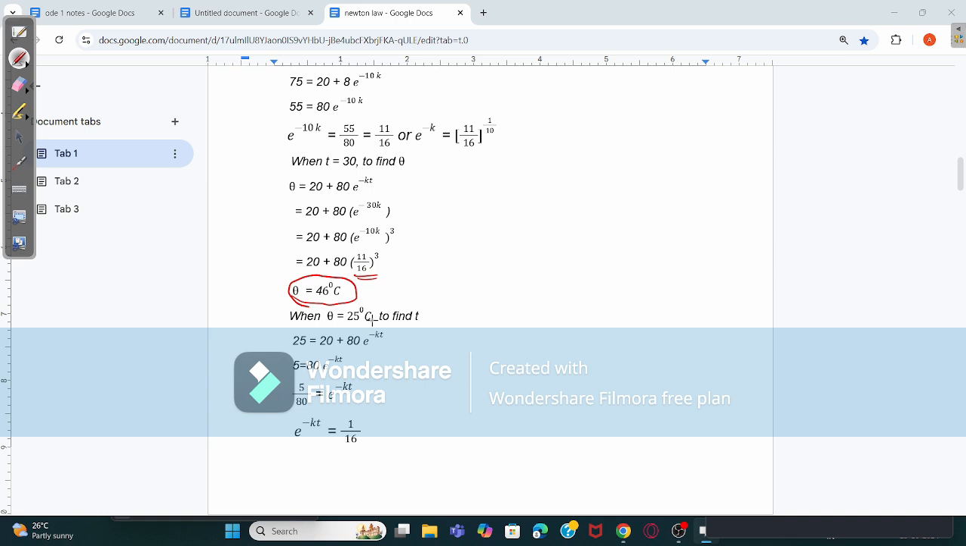When theta is equal to 25 degrees Celsius, to find t, we take 25 is equal to 20 plus 80 into e power minus kt. So 25 minus 20 gives the value 5 is equal to 80 e power minus kt. 5 by 80 is equal to e power minus kt. So e power minus kt is equal to 1 by 16. This is the value which has been formed.